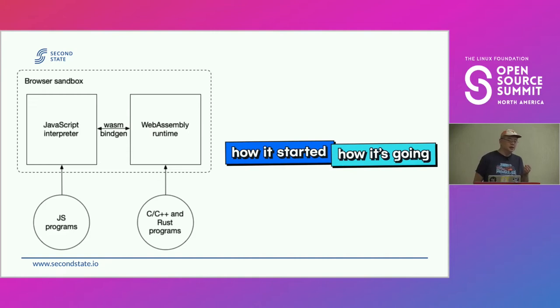The crown achievement actually happened early this year, when Adobe said they had compiled the Photoshop application, written in C, into WebAssembly, and you can run Photoshop in the browser. So that's how it started. WebAssembly was originally designed as a supplement to JavaScript so that you can run native applications in the browser.